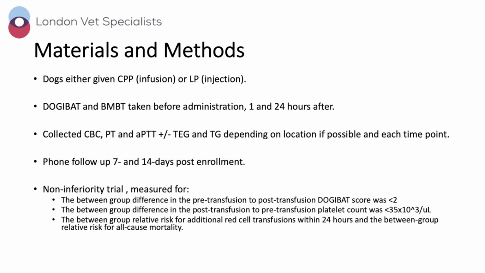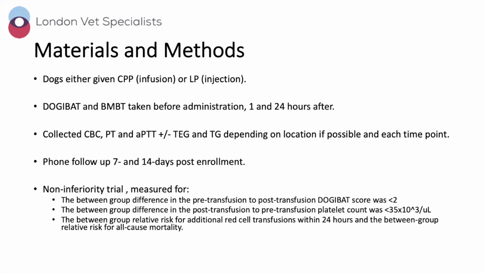So dogs were given either CPP or LP by infusion, which took longer to administer. And then DOGGY BAT scores and buccal mucosal bleeding times were performed before administration, 1 and 24 hours after. And then a CBC, PT and APTT were collected for each of the dogs at different time points. When possible, and depending on the centre in which those dogs were in, a TEG or TPA was also performed, but that was a little bit variable depending on site. And then all dogs had a phone follow-up 7 and 14 days post-enrolment into the study.